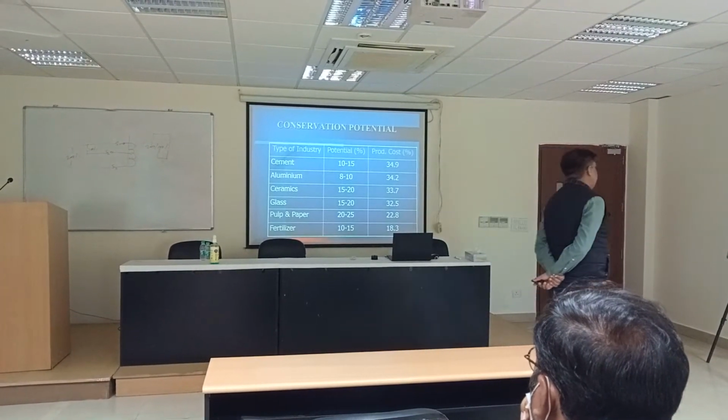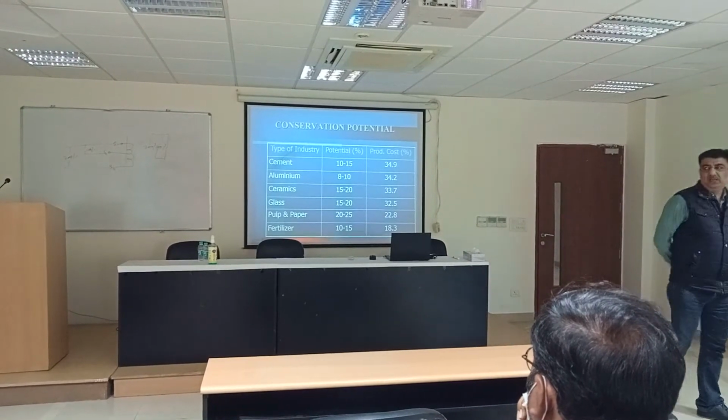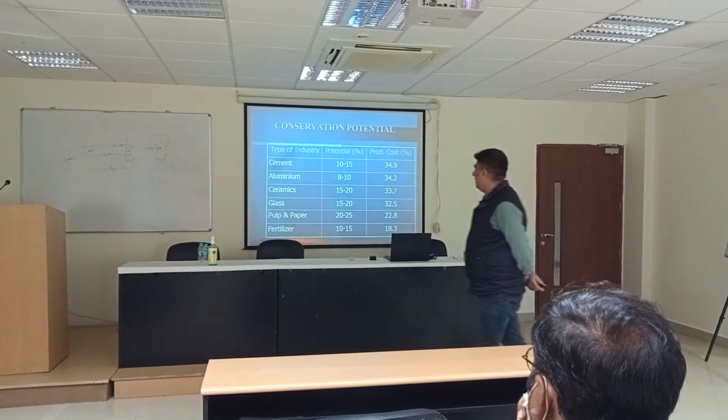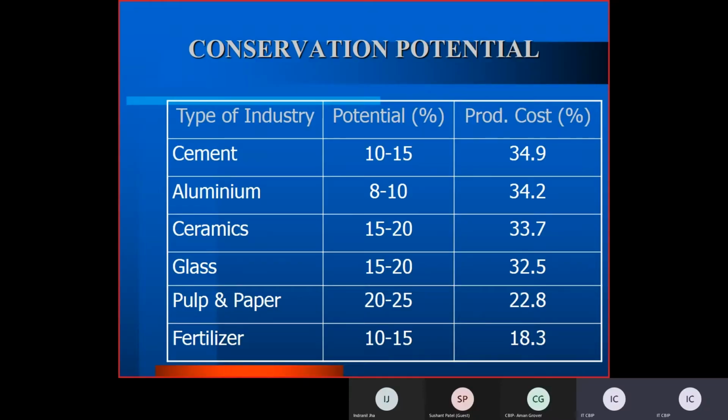This is the conservation potential at present in our country for the different designated consumers. For example, in cement, at present the potential is 10 to 15% and the production cost percentage is 34.9. For aluminium, it is 8 to 10 and the production cost percentage is 34.2. For ceramics, it is 15 to 20 and the production cost percentage is 33.7. For glass industry, it is 15 to 20 and the production cost is 32.5.